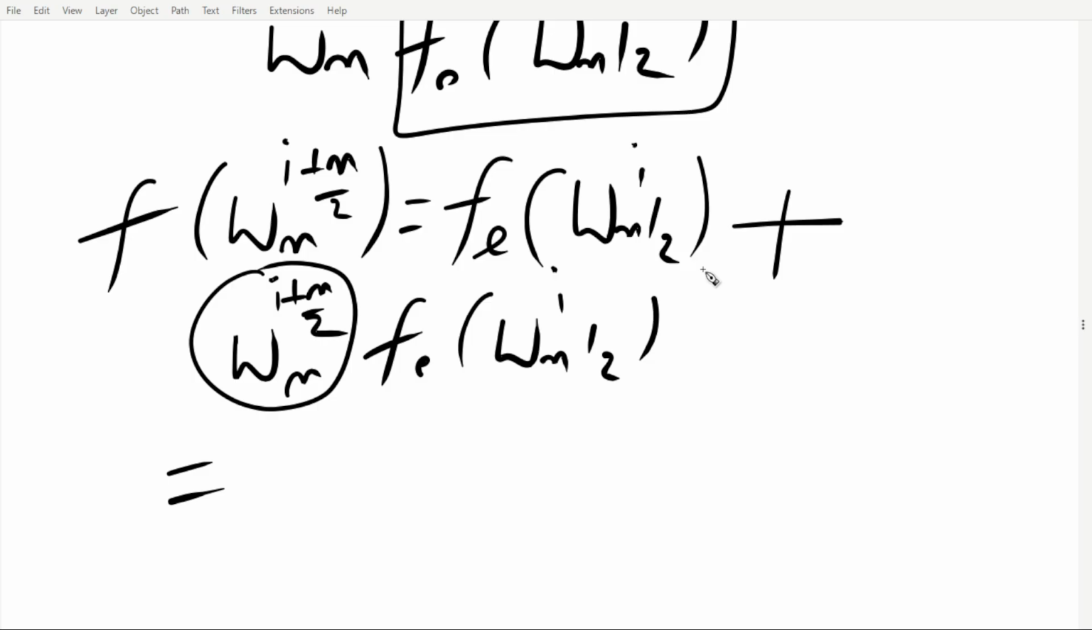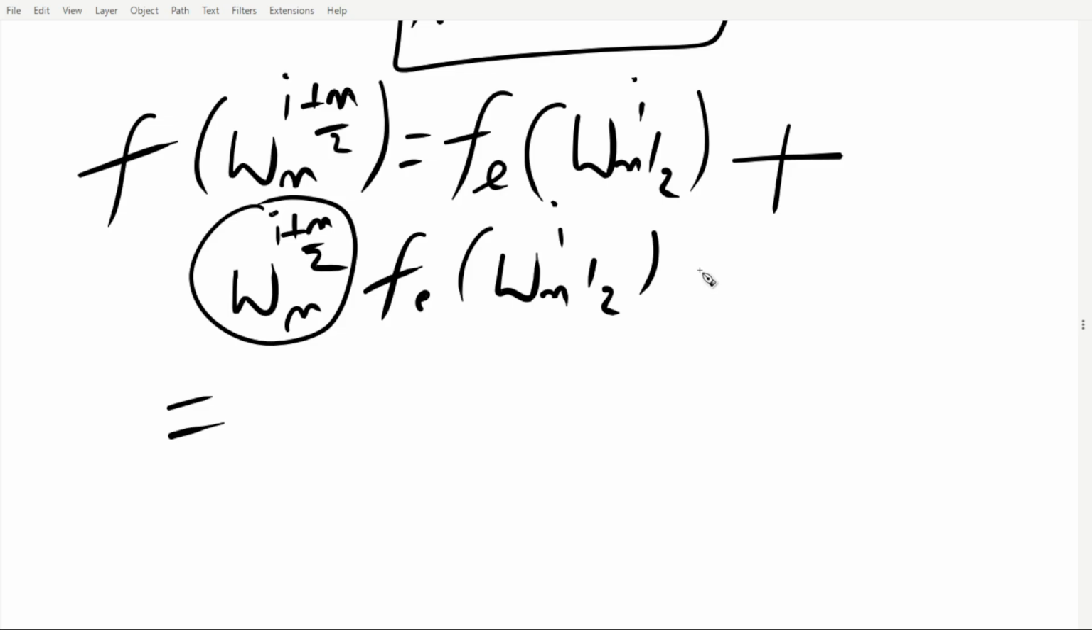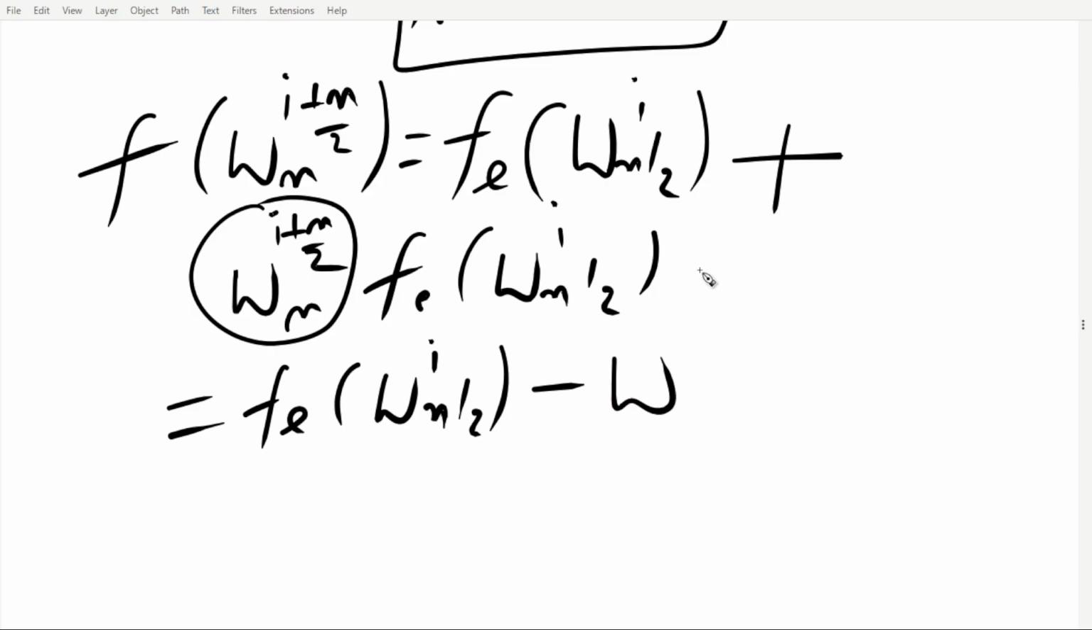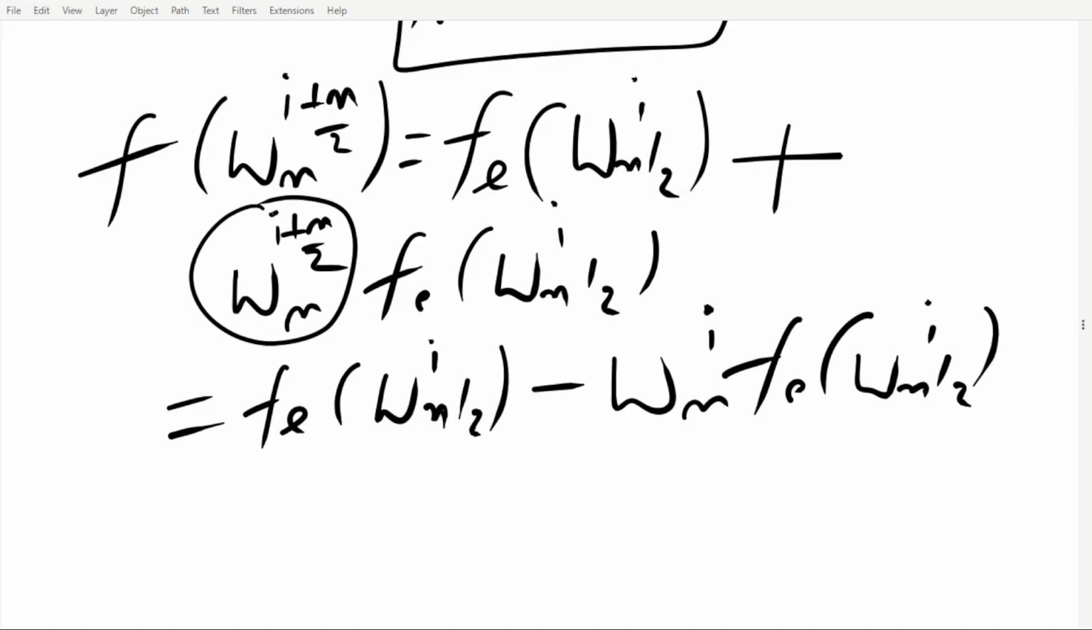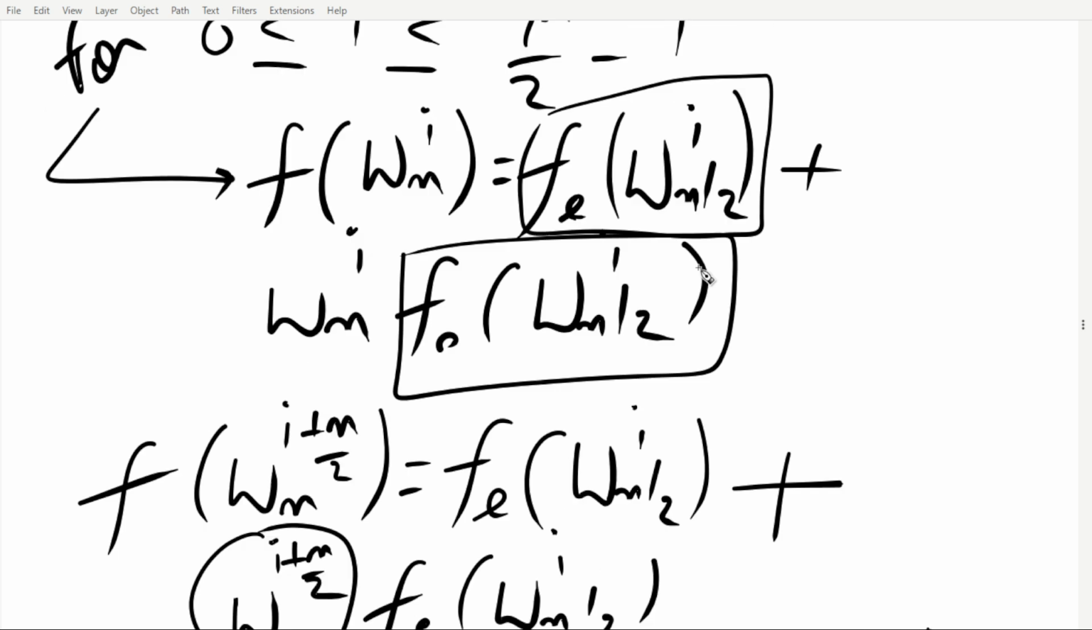We can simplify, as we have seen earlier that omega n to the power n by 2 is minus 1. So just flip the sign. So it flips the sign and we get fe of omega n by 2 to the power i minus omega n to the power i fo of omega n by 2 to the power i. So this way we get the complete DFT.